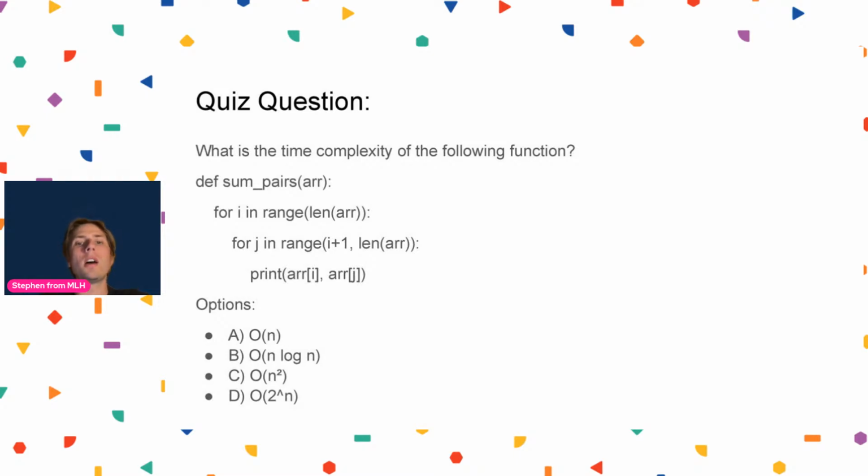Remember that a for loop indicates linear time complexity. And in this case, we actually have 2 for loops nested within each other. So that should give you some hint on how to solve this question.